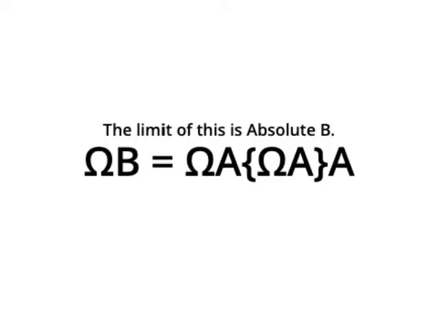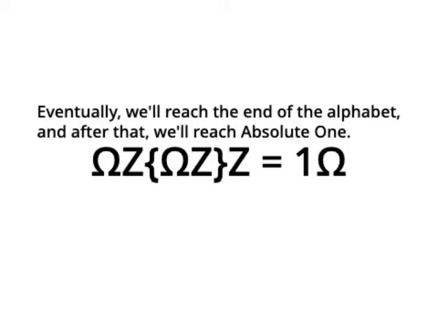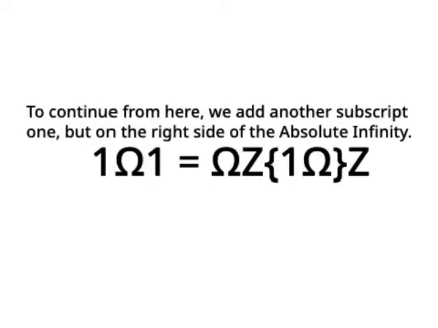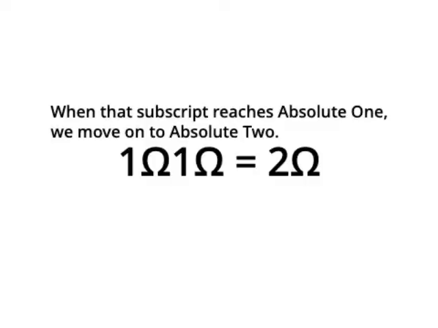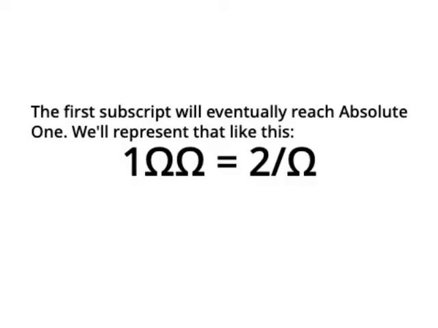Here, the xn is kind of like that xx function we used before. We can add more xs again, but we should make a shorthand to make it easier to represent this. The limit of this is absolute B. Eventually, we'll reach the end of the alphabet, and after that, we'll reach absolute 1. To continue from here, we add another subscript 1, but on the right side of the absolute infinity. In general, when that subscript reaches absolute 1, we move on to absolute 2.